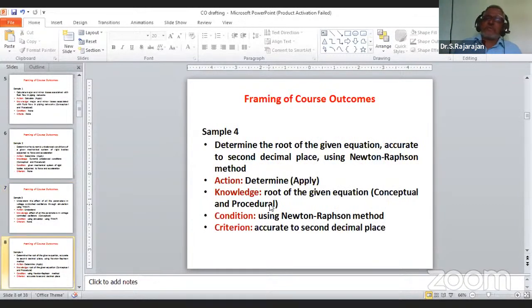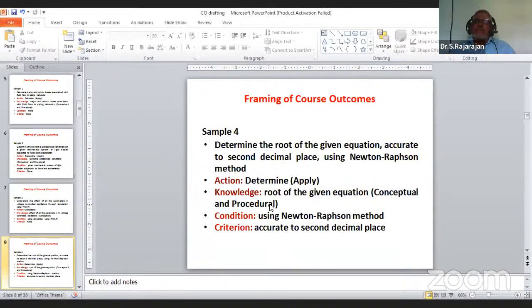I come to sample 4. This is from mathematics, numerical methods. Determine the root of the given equation accurate to second decimal place using Newton-Raphson method. This is the CO written. The students will be able to determine the root of the given equation. If you give an equation, the students can easily determine the root. Accurate to second decimal place: 2 decimal places accuracy, precision they can calculate using Newton-Raphson method.